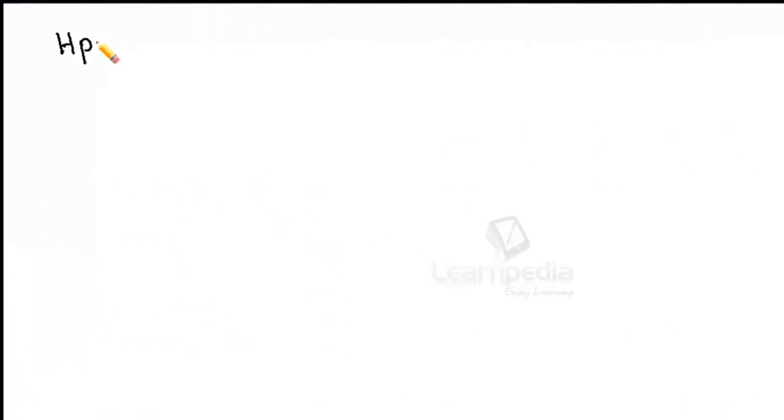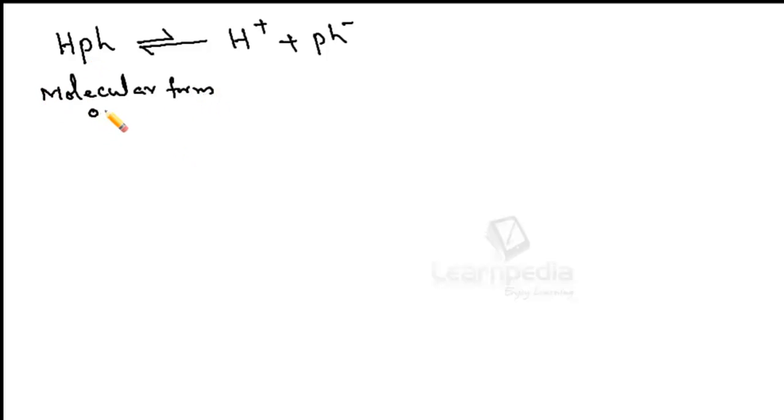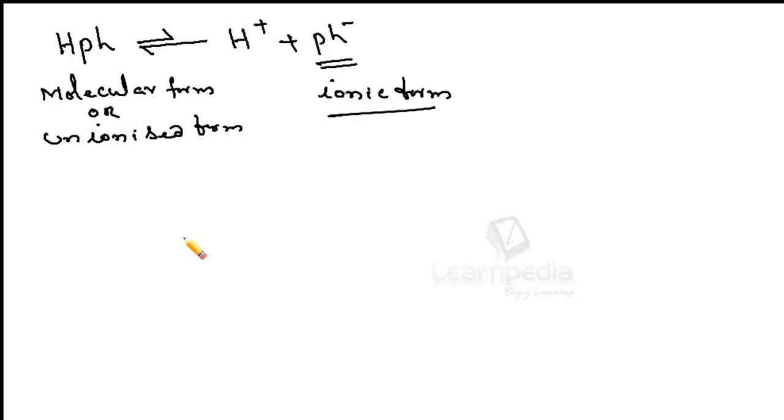Let us take an example of phenolphthalein once again. HPh, since this is a weak organic acid, in aqueous solution undergoes ionization to a smaller extent to give H plus and Ph minus. So this HPh form is the molecular form or unionized form, and this Ph minus of phenolphthalein is nothing but what is called the ionic form. Now, what exactly do you mean by the molecular form of the indicator changing to the ionic form of the indicator with the change in medium?